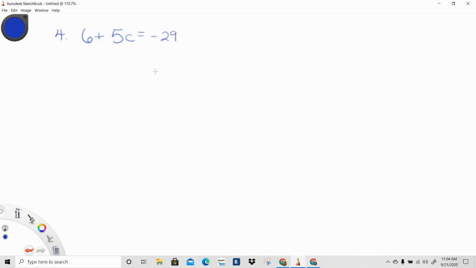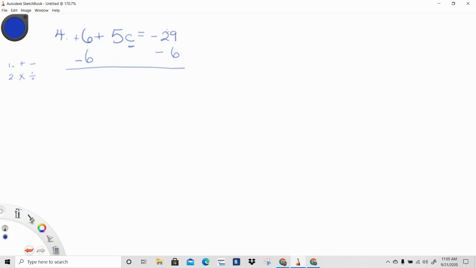Now, what we need to do first with two-step equations, we're kind of going to do our order of operations backwards. We are going to undo addition and subtraction first, and then we're going to undo multiplication and division. So this is our variable, and we're asking ourselves, what is being done to our variable? Well, it's being multiplied by 5, but also it's having 6 added to it. So first we're going to undo the addition, and this is a positive 6, so we're going to subtract it from both sides.